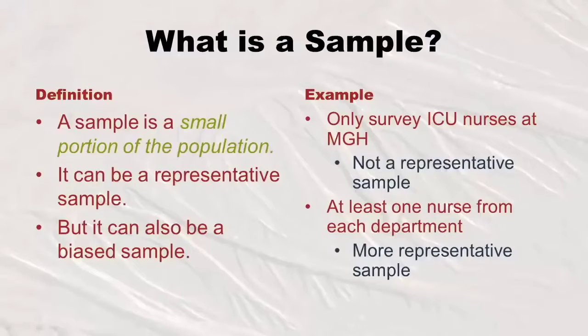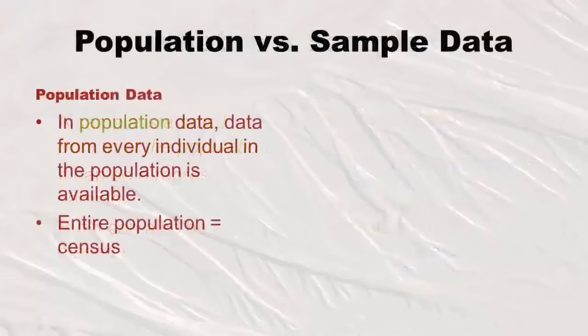And so I just want to get in your head that the whole concept of sample is that it's just a small portion of the population. And it's not a portion of some other population. It's just that one. But the problem is you can get a biased one or a representative one. So you have to think about it.